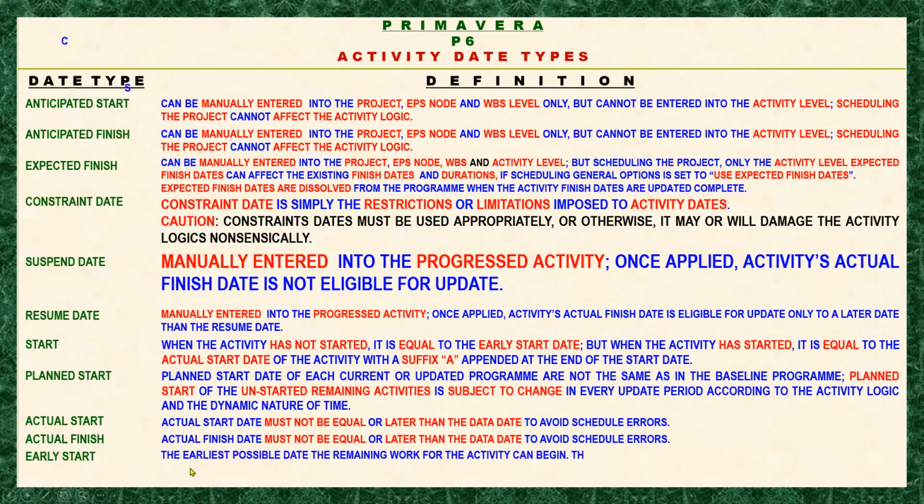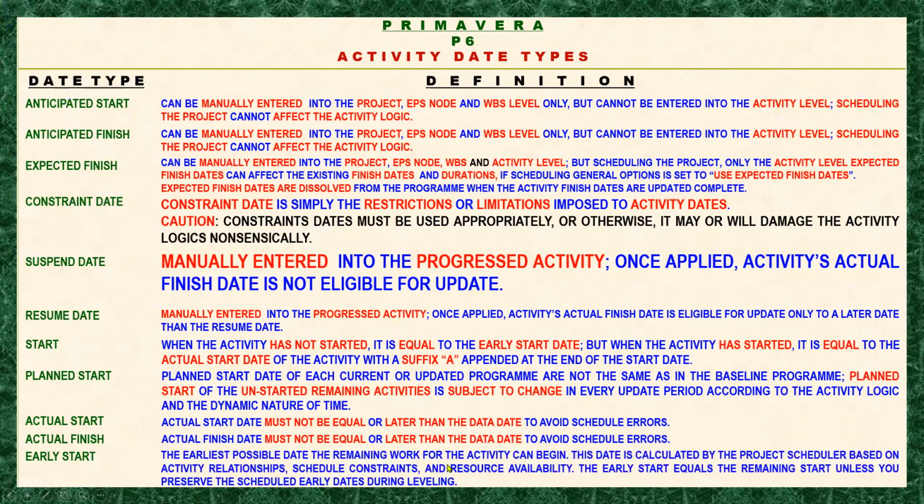Okay, so next we will be going to the early start. According to Primavera, it is the earliest possible date the remaining works for the activity can begin. This date is calculated by the project scheduler based on the activity relationships, schedule constraints, and resource availability. So the early start equals the remaining start unless you preserve the scheduled early date during labeling.